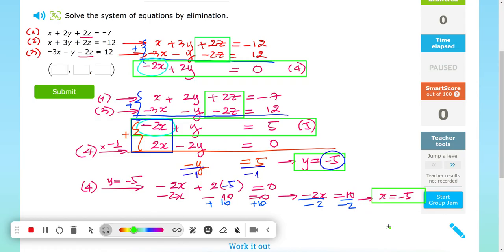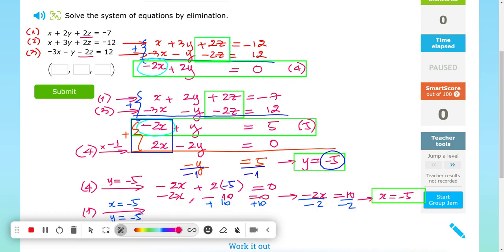Okay, now the last thing we want to find is z. So I can substitute into any of these equations, 1, 2, or 3. I would choose equation number 1. Okay, so now I've got equation number 1. I substitute here x equals negative 5, and y also equals negative 5.